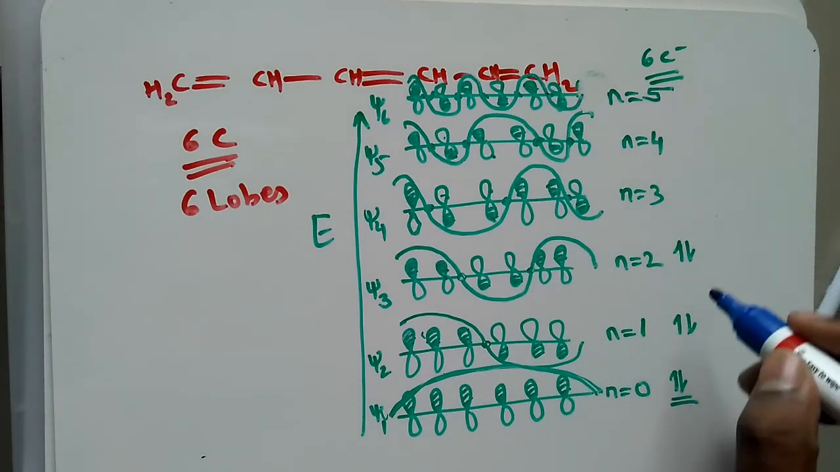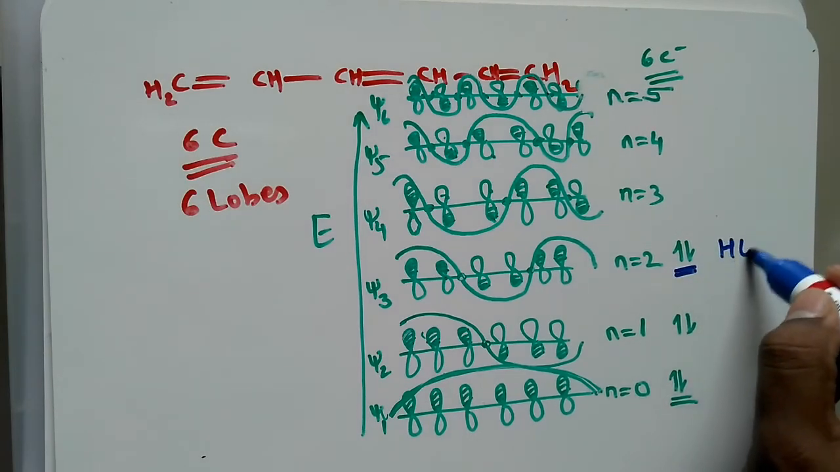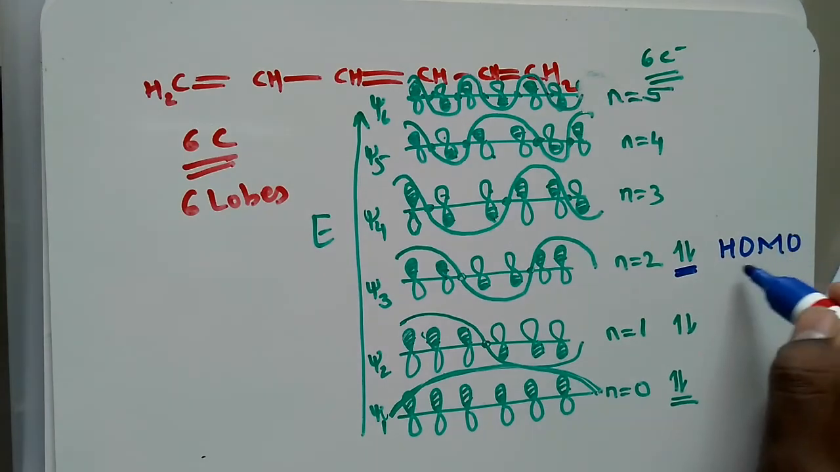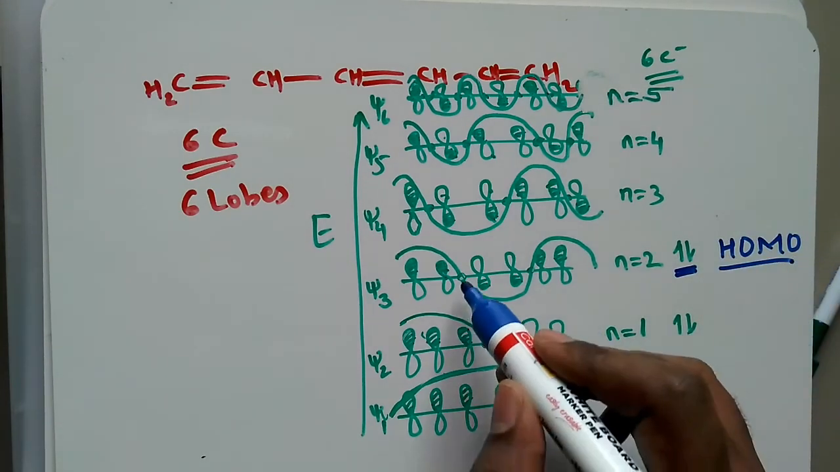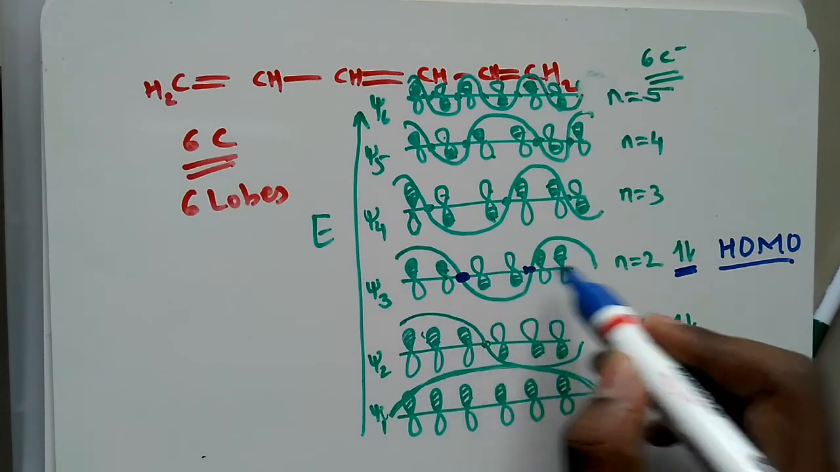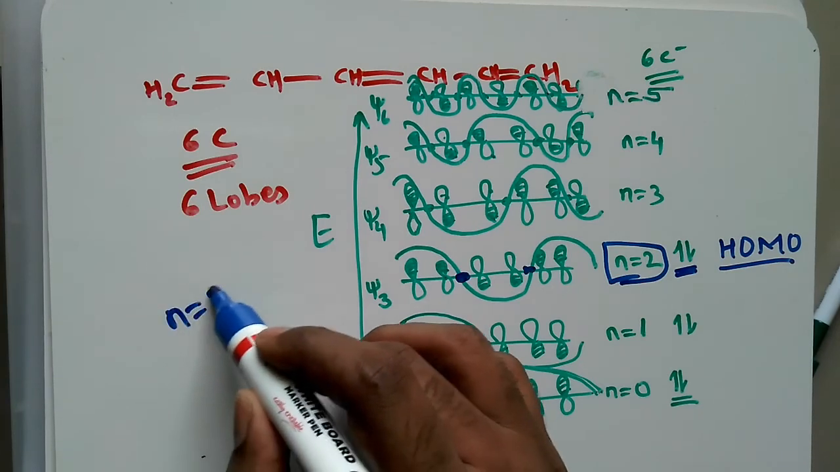In the ground state, this is the highest occupied molecular orbital, and the nodes over here are 2. So the answer for that question was that the number of nodes is 2.